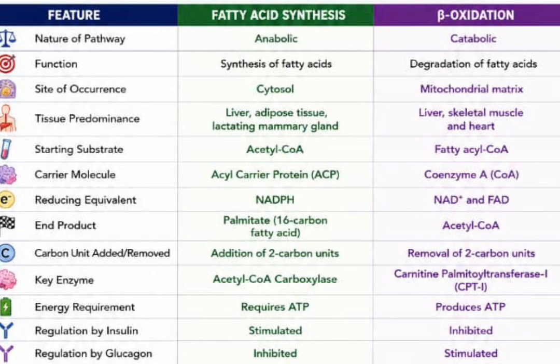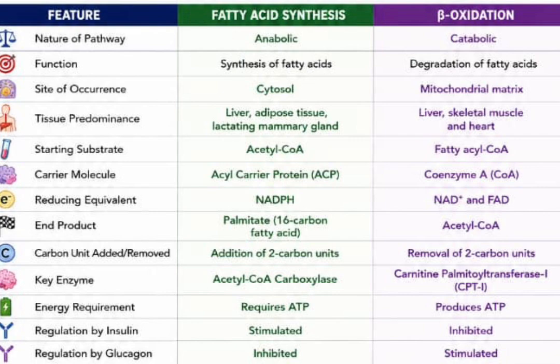While the carrier protein for beta oxidation is coenzyme A. So coenzyme A is the carrier protein for beta oxidation, while ACP is the carrier protein for fatty acid synthesis. So now, what is the reducing equivalent you are forming for fatty acid synthesis? You are forming NADPH. So NADPH is a product of what? HMP shunt. I get it now.